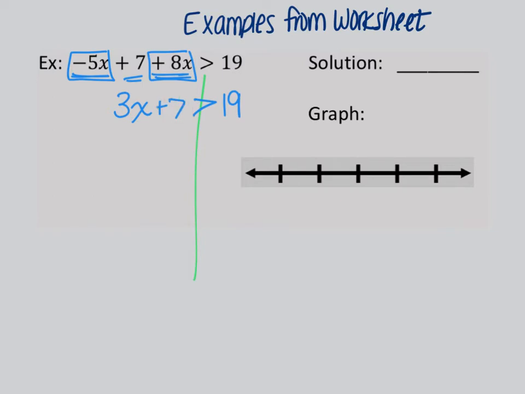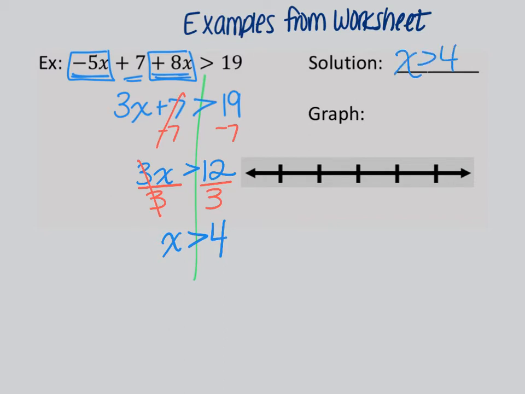And so to eliminate the plus 7, I have to do the opposite, and that is subtracting 7 from both sides. And I will have 3x is greater than 12. And now I need to eliminate that 3, and to do that I have to cancel it by dividing both sides by 3. Again, just like equations here. And x is greater than 4. And so my solution to this inequality is x is greater than 4.